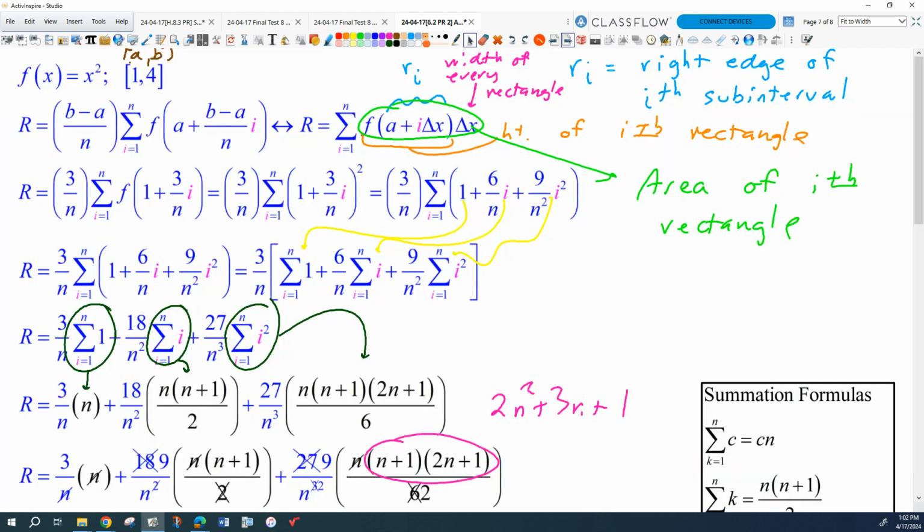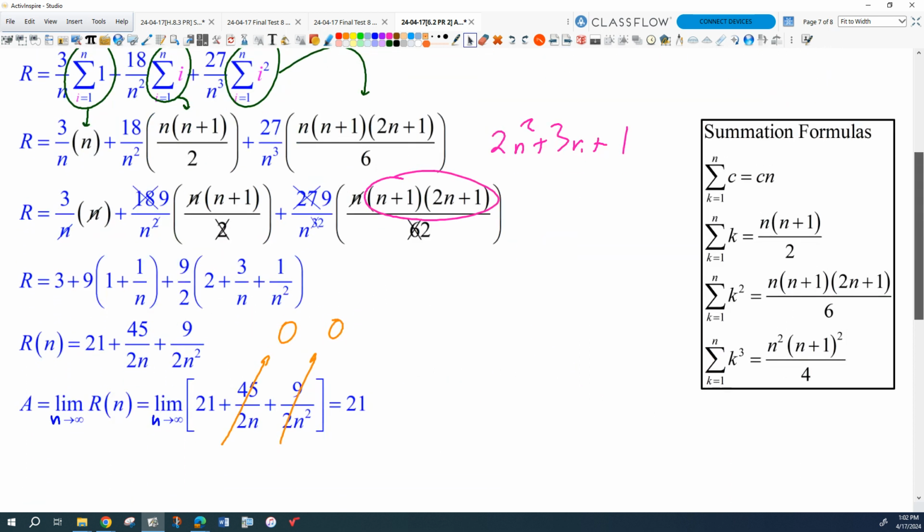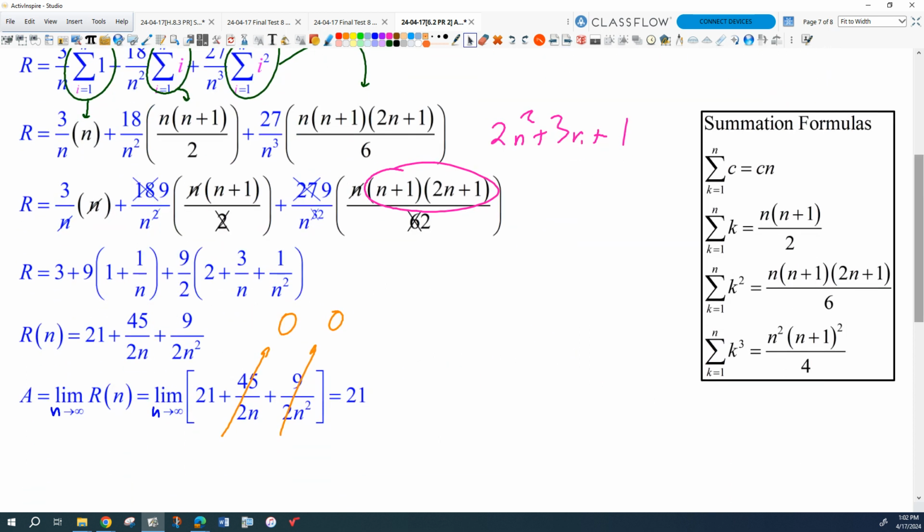How could we get closer faster? We could use better shapes. We could use trapezoids, for example, instead of rectangles. We could get there faster. Why would you do that? Well, you'll see. There's a reason. There's something called the trapezoidal rule.